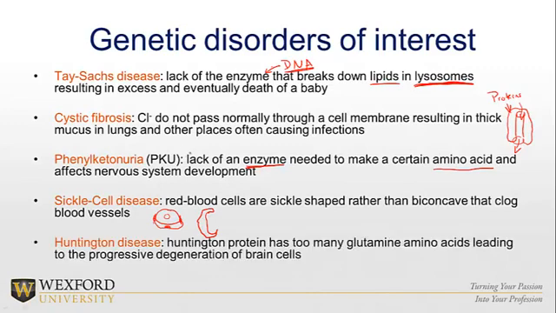Lastly, Huntington's disease, a really horrid disease that actually comes more into adulthood. And the Huntington protein has too many glutamine amino acids. So once again, it's a protein that's miscoded here, leading to what? Progressive degeneration of brain cells.